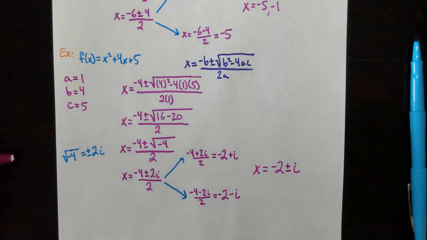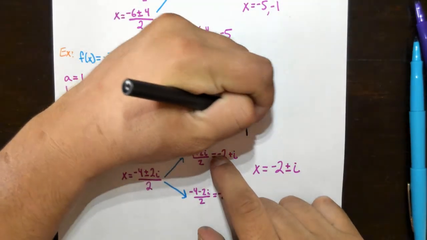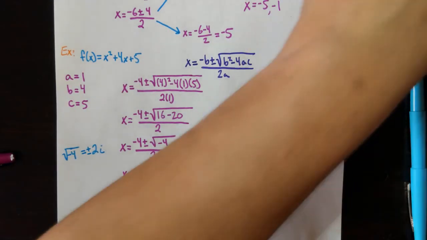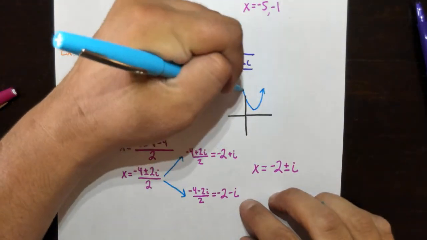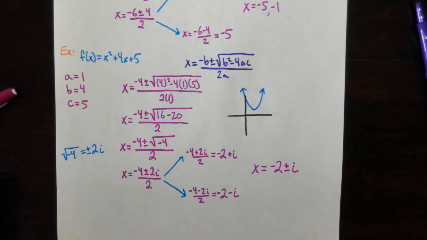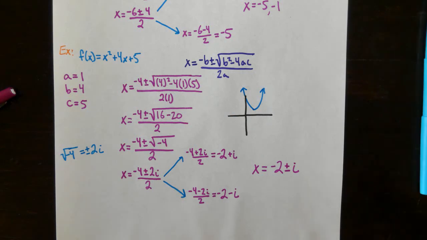So if I were to graph it, and again I'll just do a very crude graph, it would look something like that. Actually, I think it'd be on the other side of the y-axis, but yeah. Anyway, so that's that. Let's go over a couple more examples here.